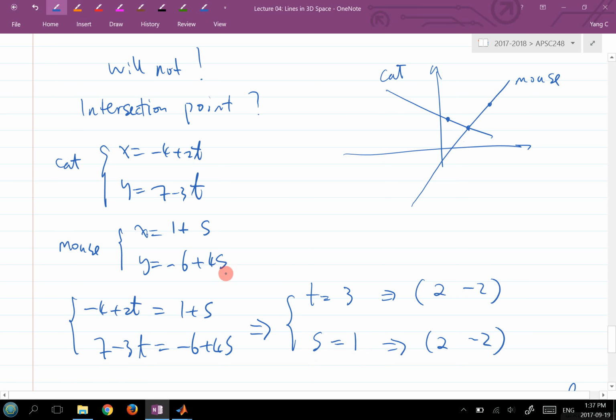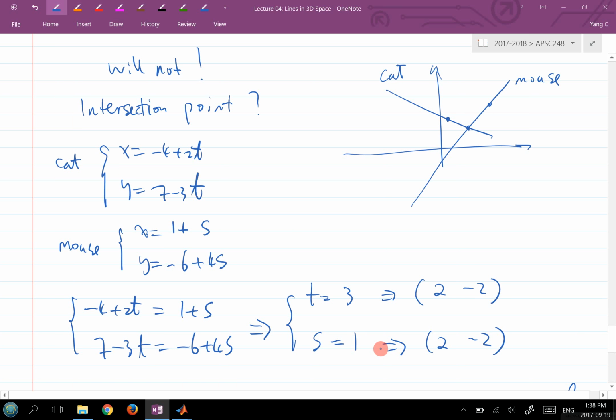Then physically, what does that mean? It means the mouse starts at 1, -6, and when t equals 1 second, the mouse ends up at 2, -2. So basically, the mouse is not changing its motion. The mouse is still going as it is. Physically, the mouse starts at t equal to 0. When will the mouse end at the intersection? When t equals 1 second. Does that make sense? So it takes 1 second for the mouse to reach that intersection.